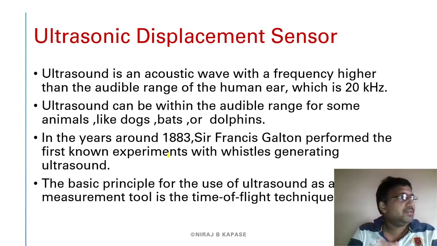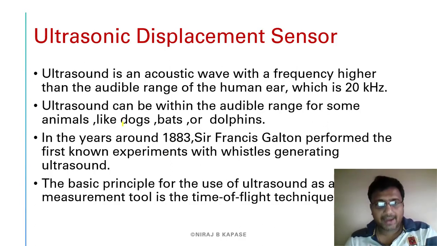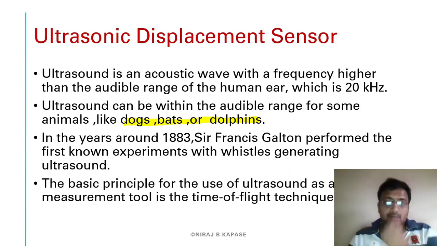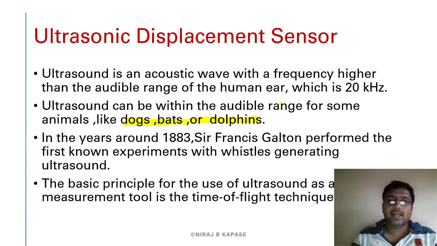So ultrasound frequency is too high to be audible by the normal human ear, but it is audible to some animals such as dogs, bats or dolphins. The human audible range is 20 Hz to 20 kilohertz, and ultrasound is above that 20 kilohertz.